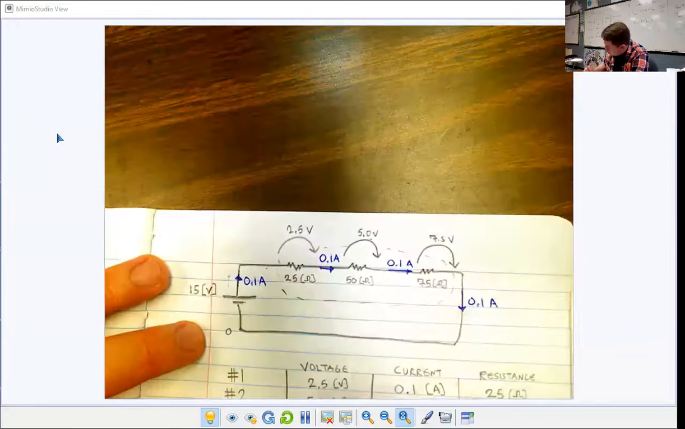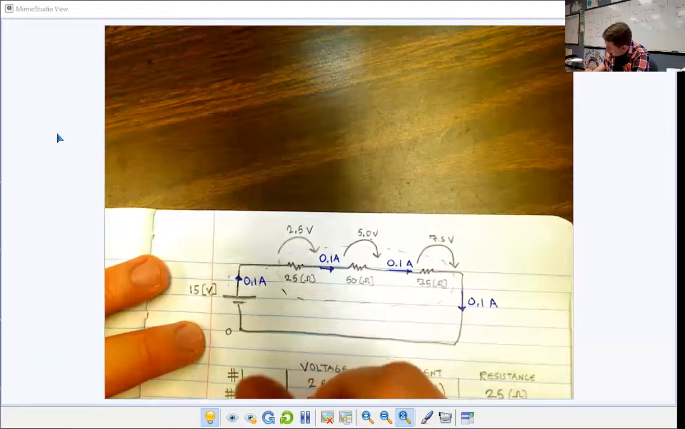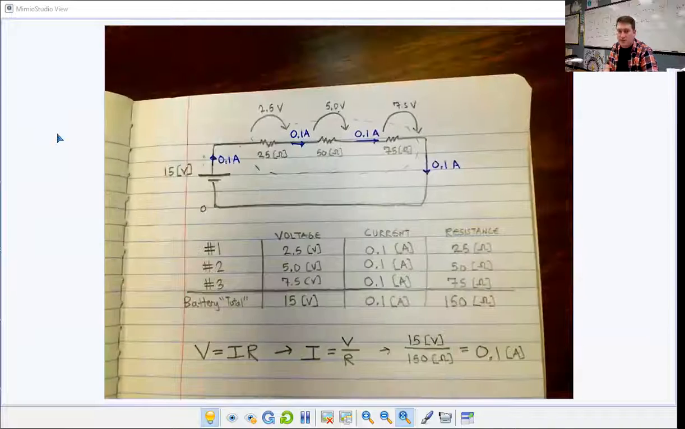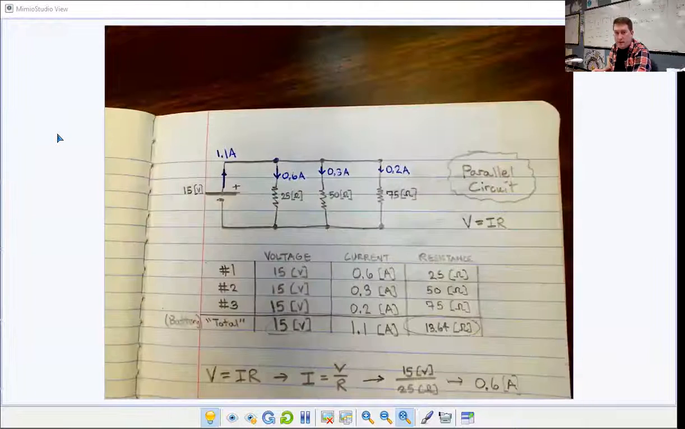And that's it, my friends. That is how you solve a series circuit, which is a completely different process than solving a parallel circuit.